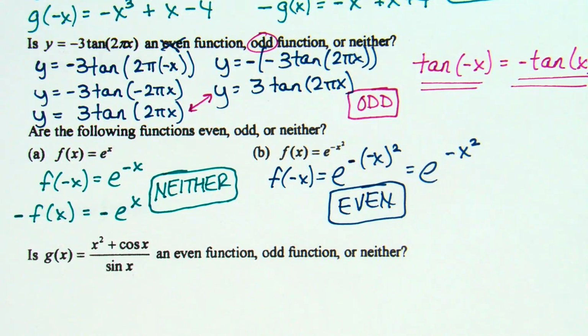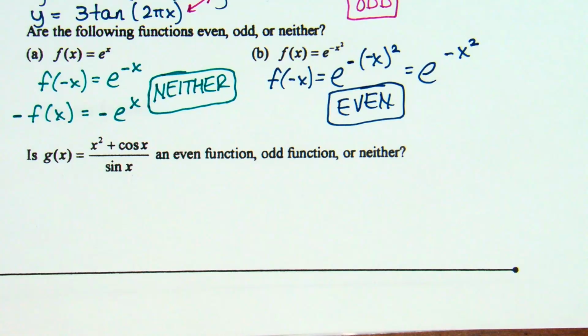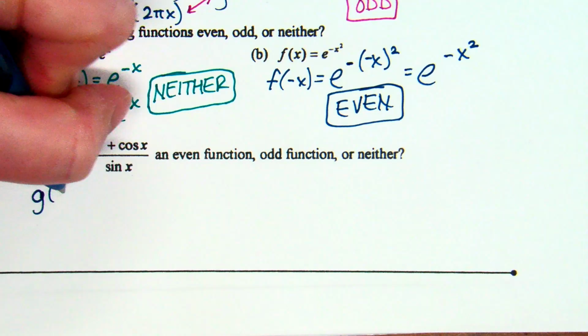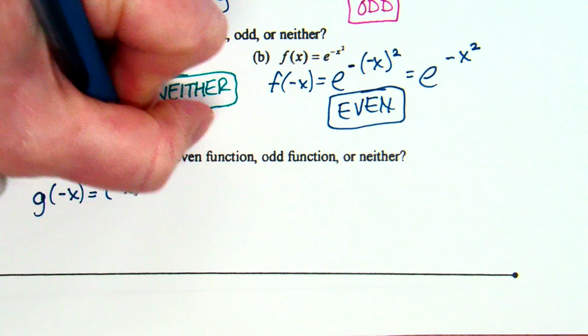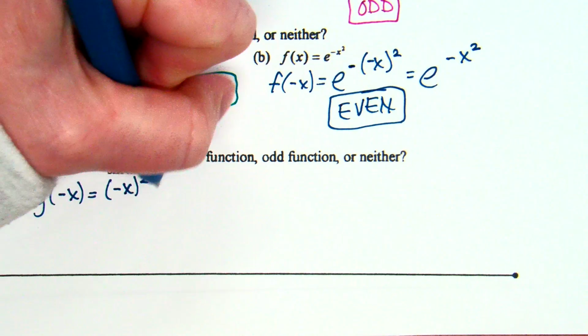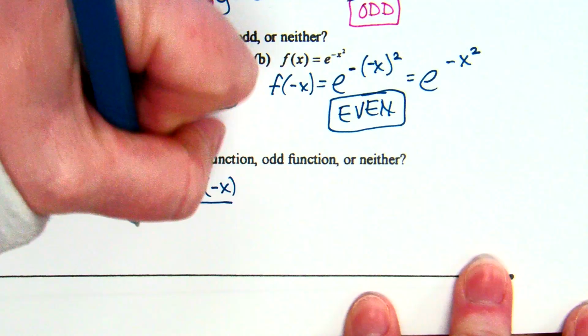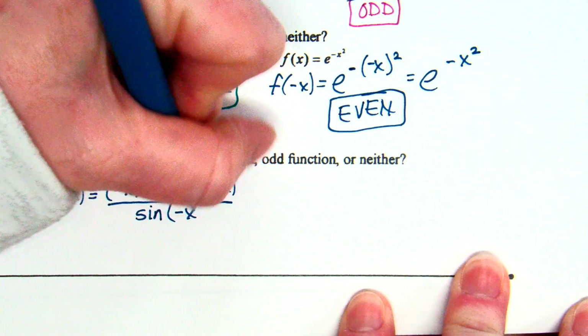Okay. One last one. I think it's one last one, right? Yeah. Okay. g of x, x squared plus cosine x all over sine x, even, odd, or neither. So, g of negative x. This is where I'm going to use parentheses. Negative x raised to the second plus cosine of negative x all over sine of negative x.